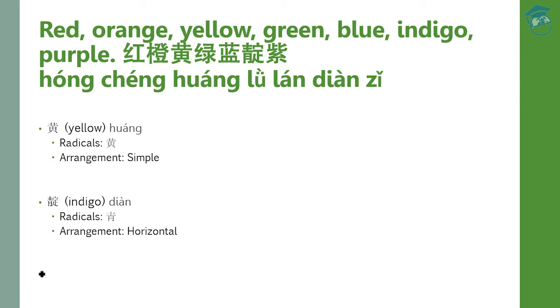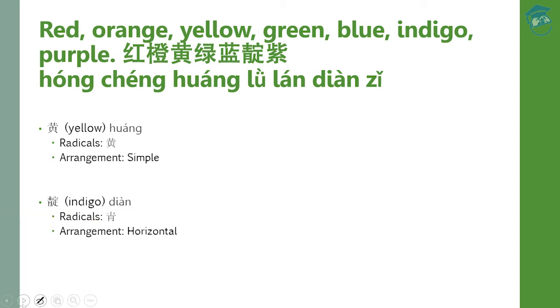The next word is 靛. 靛 is indigo. This is the pinyin 靛, and the radical is this word on the left there. So the arrangement is horizontal because you have left and right components. Let's look at how to write 靛. 1 2 3 4 5 6 7 8 9 10 11 12 13 14 15 16. 16 strokes for this word, 靛.